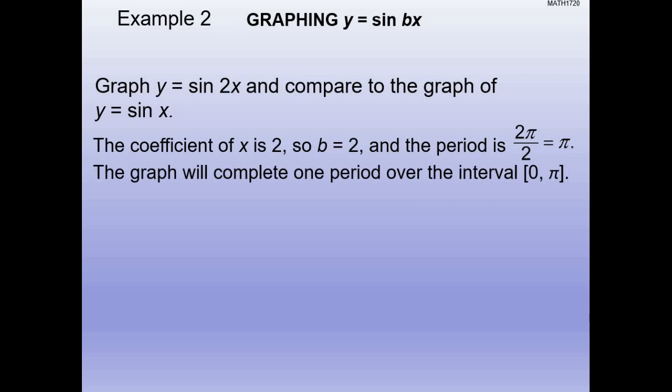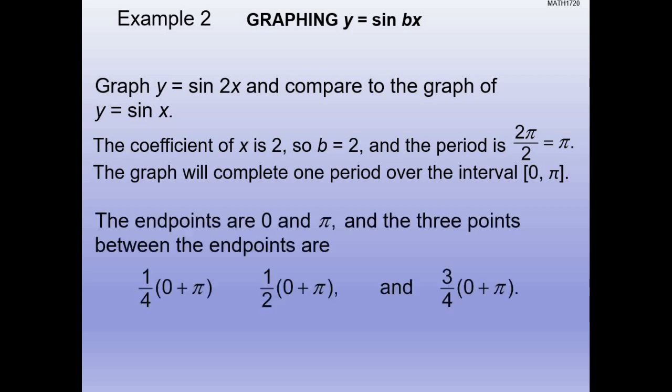We calculated this before. The period is 2 pi over b, so 2 pi over 2, because b is 2 in this case. 2 over 2 reduces to 1. So the graph will complete one period over the interval 0 to pi. We already kind of talked about that looking at the table.